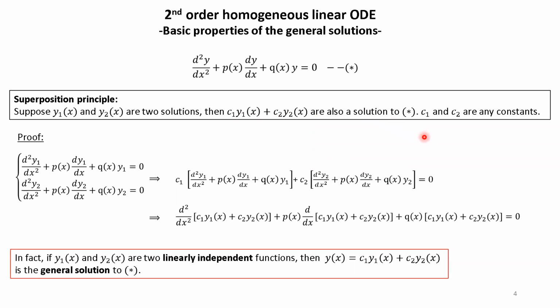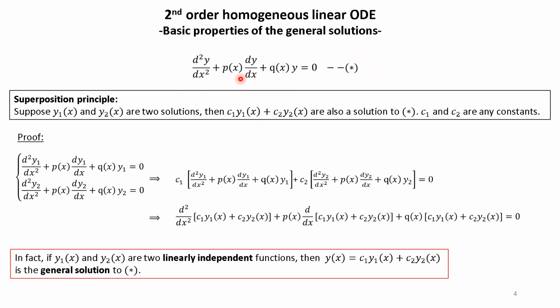However, here I tell you that if you find two solutions already, and they are linearly independent functions, then these linear combinations already represent the general solution to this equation.